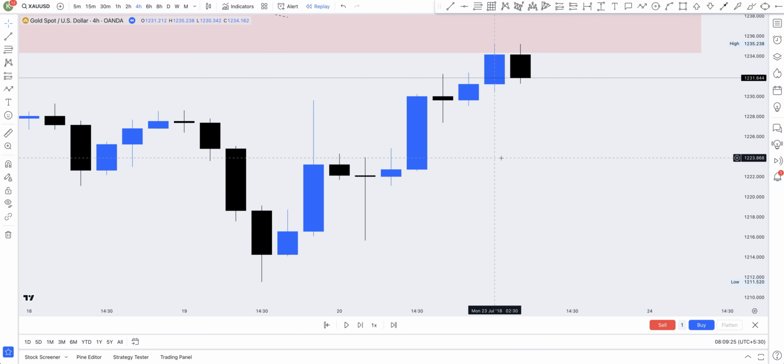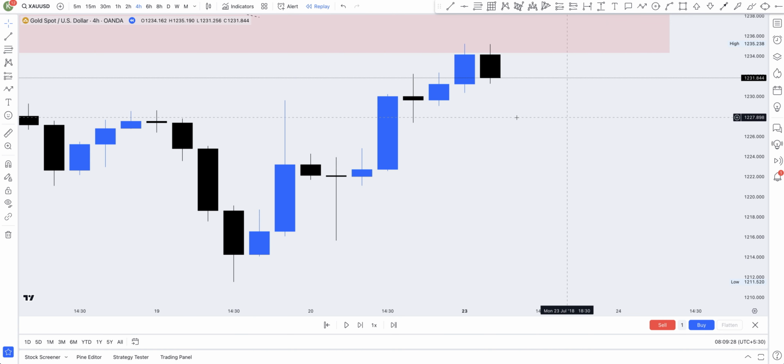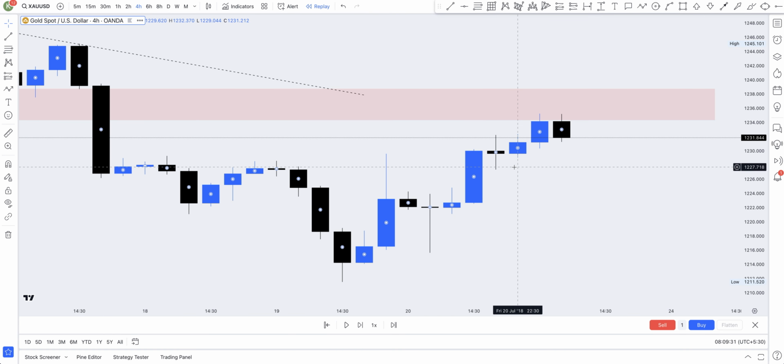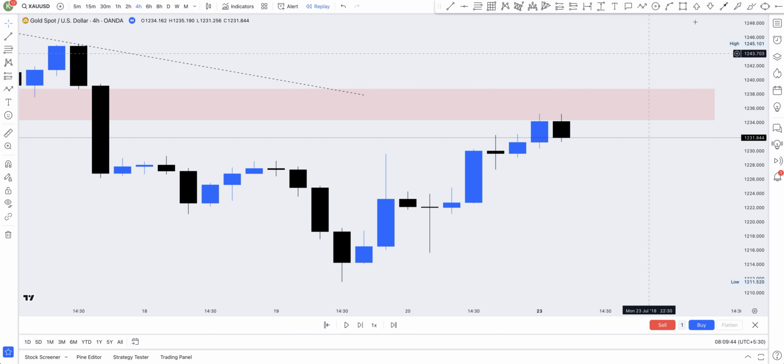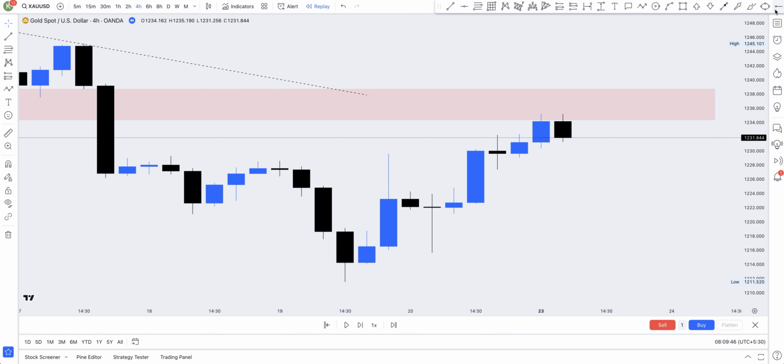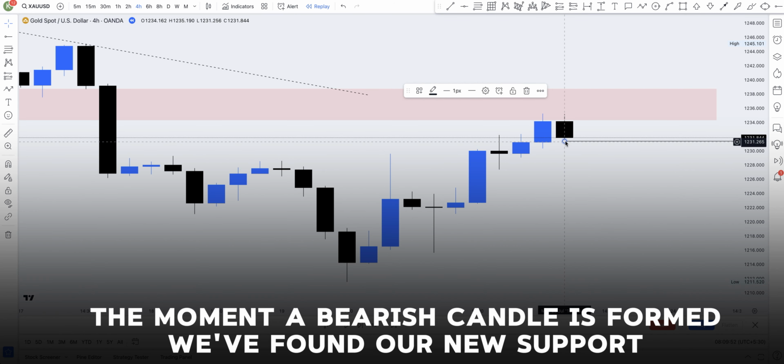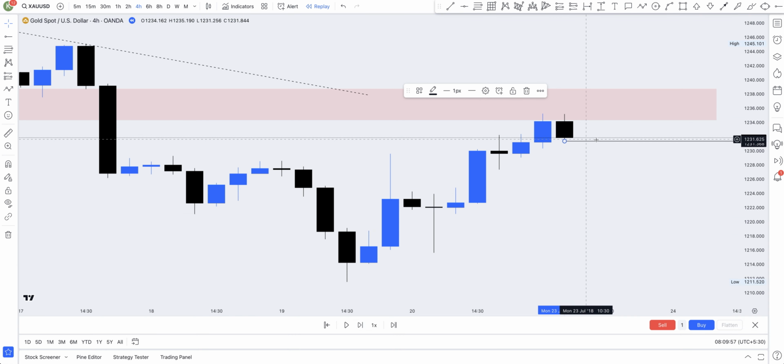So when I'm looking for a new support, I wait for another bearish candle, because when you look at this side, you can see that the bulls are still in order. So when price gets into the key level, I don't start selling immediately. I have to wait and see a bearish candle to confirm what I am looking at. So here we have a bearish candle. So when I see a bearish candle, what will I do? I'll just draw my zone. The moment a bearish candle is formed, we found our new support. So what will I do? I'll just wait for a candle to break this new support with a body, then I can take an entry.